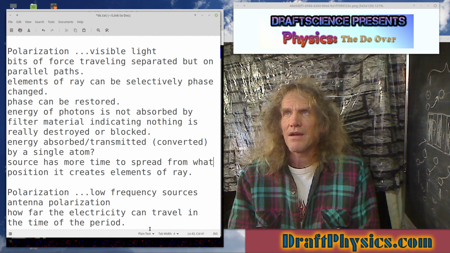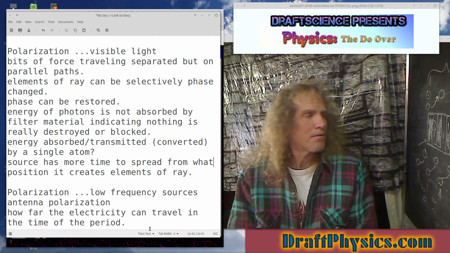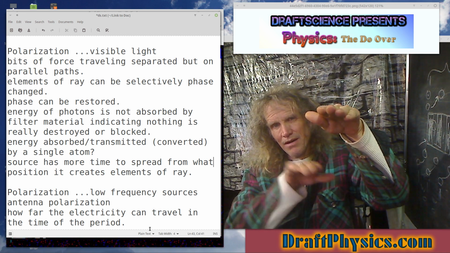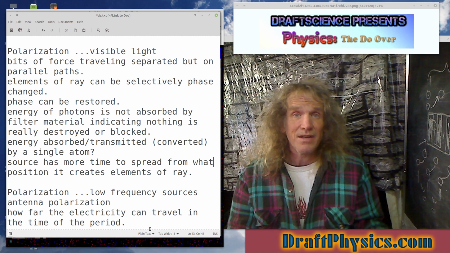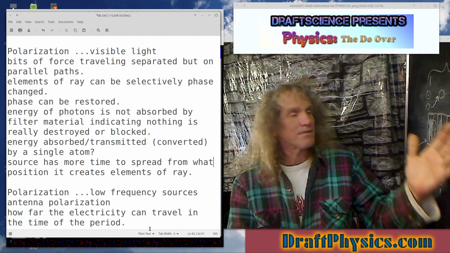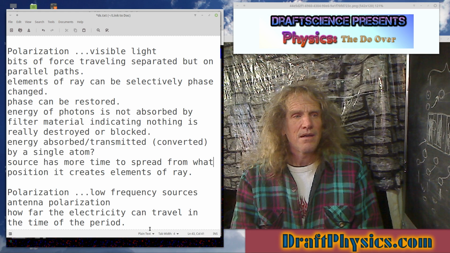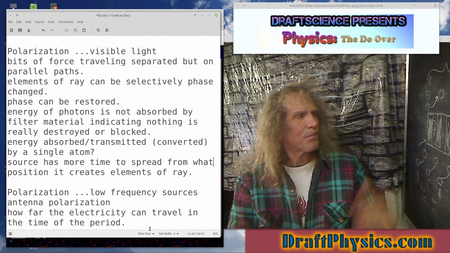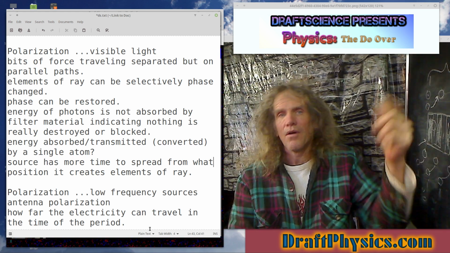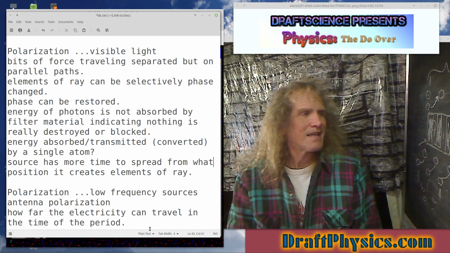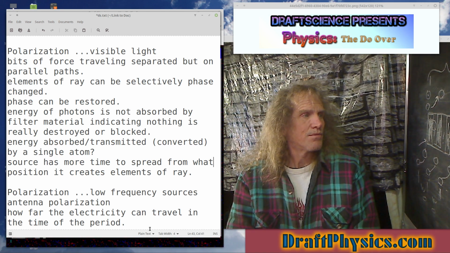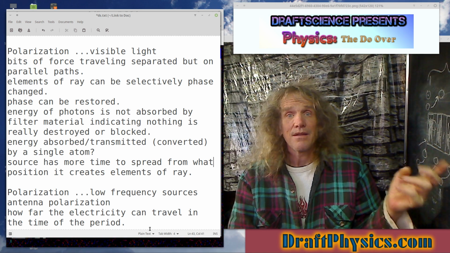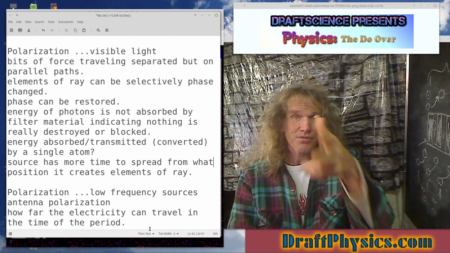All right, bits of force traveling separated but on parallel paths. So the idea to understand is they are parallel. The photons are being pushed out and they're running a parallel course, essentially parallel. Obviously it does spread over distance to some extent, and you can receive the signal in different locations, and with radio waves you can also bounce them off of surfaces, so you can get the light to different places through something other than a straight path. But fundamentally the rays are traveling somewhat parallel.